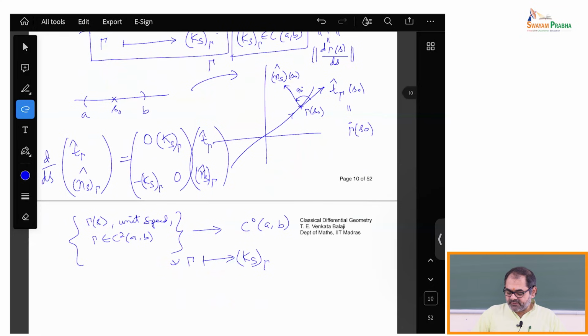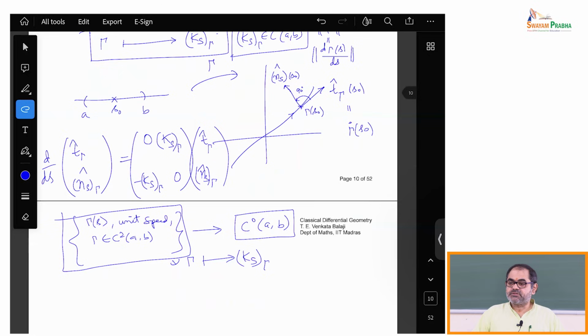The statement is that on the left side, if you go modulo the rigid motions of the plane, that will be an equivalence relation. On the left side you will get equivalence classes of plane rigid motions of curves. On the right side, of course, you have continuous functions on [a,b]. C0 is just continuous functions. Then there is a one-to-one correspondence, and this is the mathematically precise way of saying that a plane curve is completely controlled by its signed curvature.